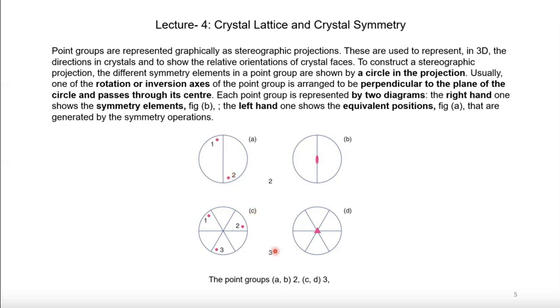If we go to another point group, 3, we have a 3-fold rotation axis. We show this by this projection, and this is the stereographic projection of a 3-fold rotation. Due to this 3-fold rotation, we have 3 equivalent positions. That means once we have the starting point, after 120 degrees we get the second, which is equivalent to the first. And then after another 120 degrees, we get the third. So these 3 points are equivalent positions if we have a 3-fold rotation.